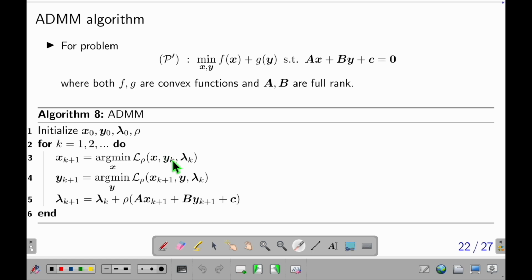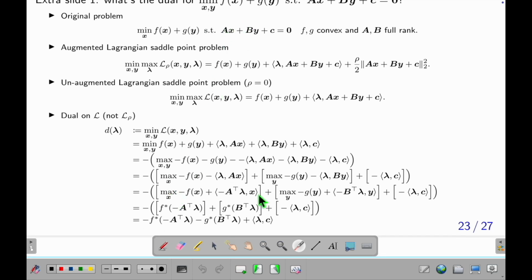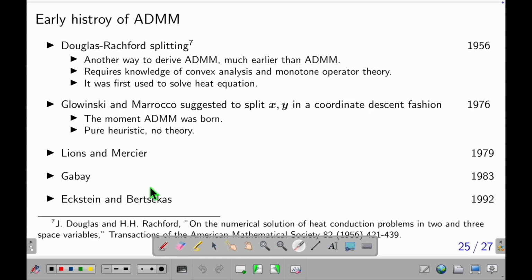Minimize this thing, fix all the other thing. This step is minimize this thing, fix all the other thing. This is what? Gradient extend. Yes. And then this is extra. What's the dual? You do the same thing. You make it max, then you have this expression. Okay. And then is the gradient really this? Yes. Okay, no time to talk about it. And then this is the history.